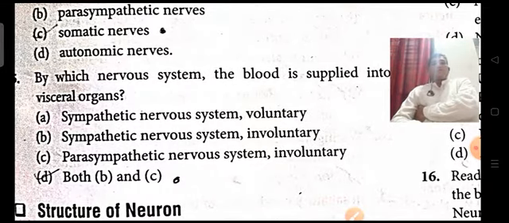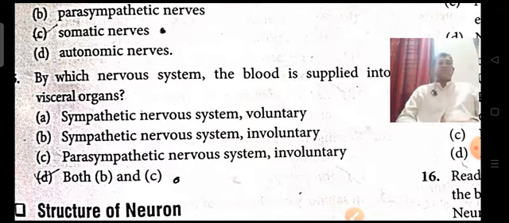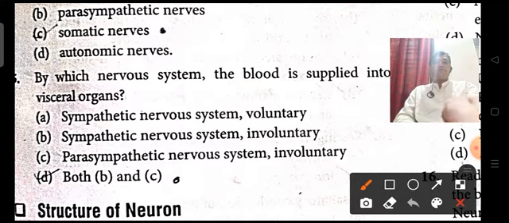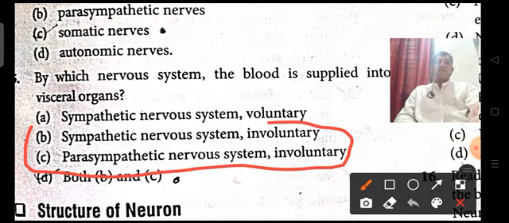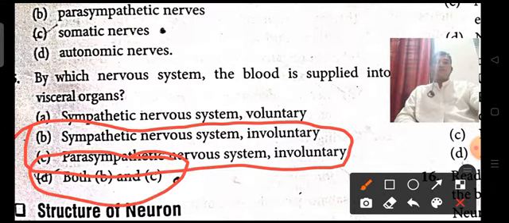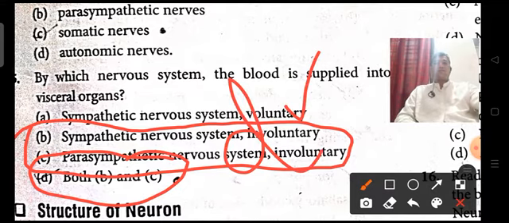By which nervous system is blood supplied to the visceral organs? Sympathetic nervous system voluntary, sympathetic nervous system involuntary, or parasympathetic nervous system. You know that the autonomic nervous system is involuntary in function. So option D is the right answer.